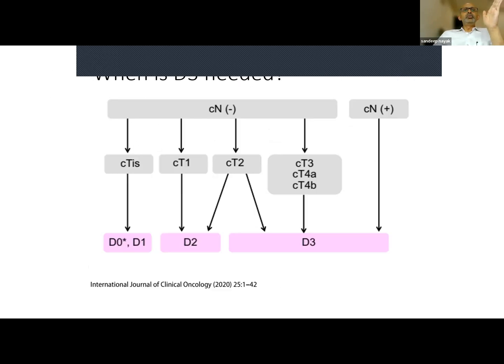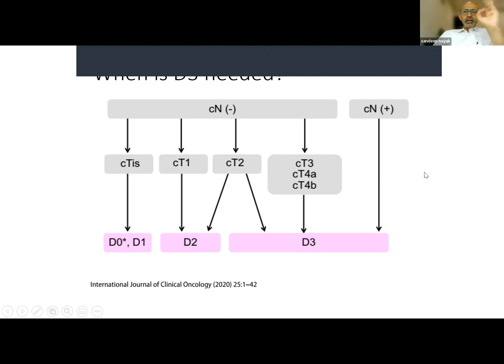Now, when do we follow D3? In my practice, whenever we see a large tumor, that is T3 or T4a, T4b, we do D3. Whenever it's a T2, also our preference is to do D3.